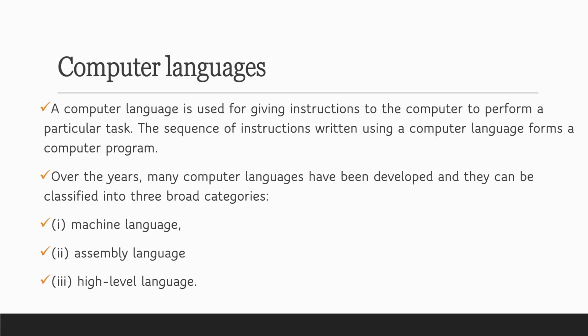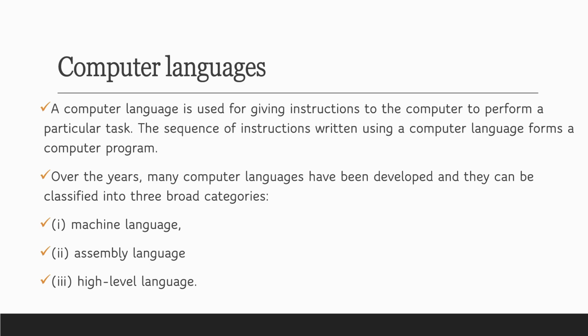Let's talk about computer languages. A computer language is used to give instructions to a computer to perform specific tasks. When you write a sequence of instructions using a computer language, it forms a computer program. Over time, many computer languages have been developed and they can be categorized into three broad groups.